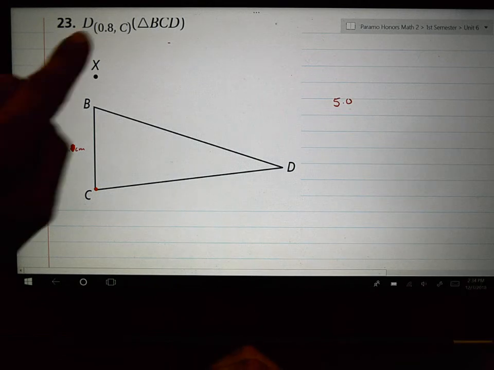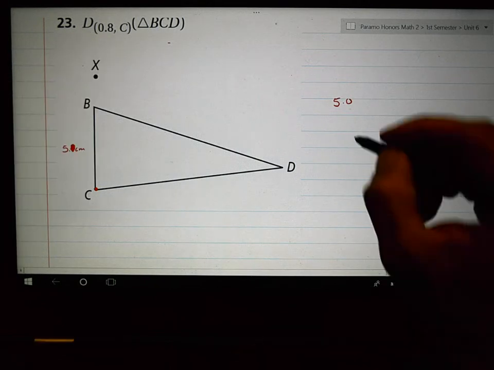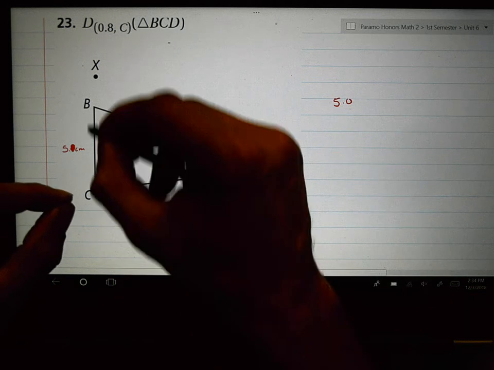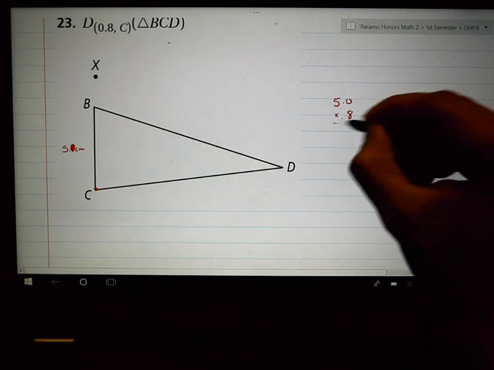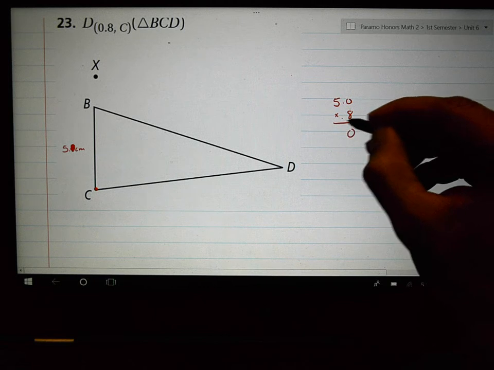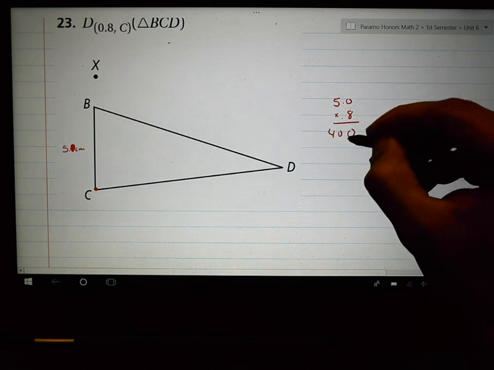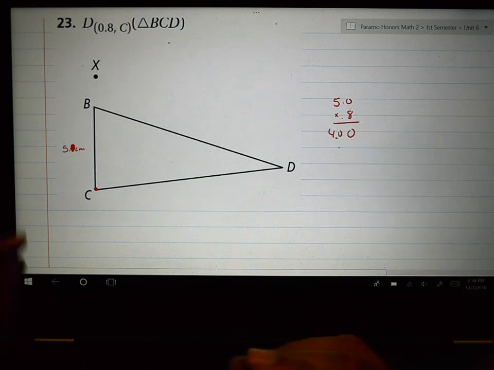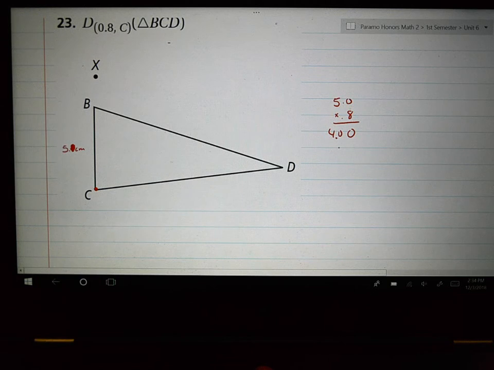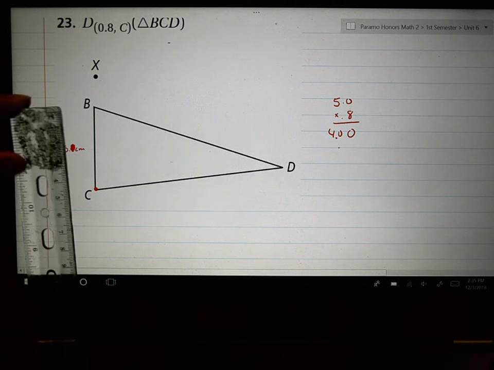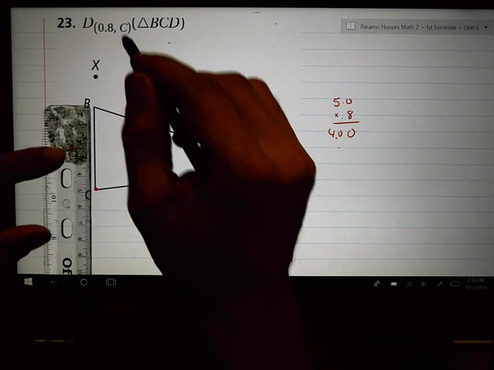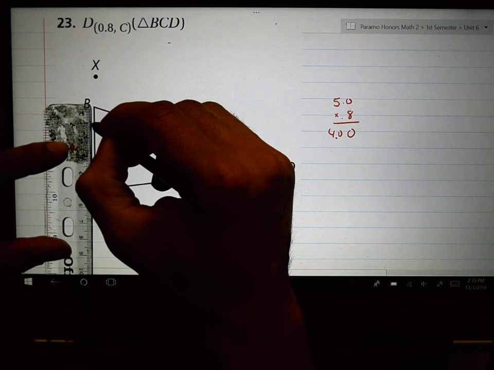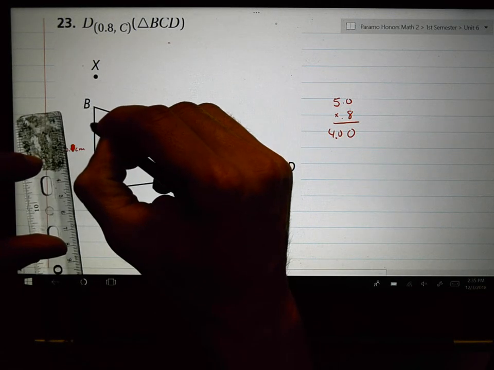I need to go 0.8. I need to know how far from here I need to go. I'm going to multiply this by 0.8, move the decimal 2 places. I need to go, instead of 5 centimeters, what do I need to go? 4. So now I have the 5 centimeters. My new point from point C needs to be 4 centimeters. This is where B prime needs to be.